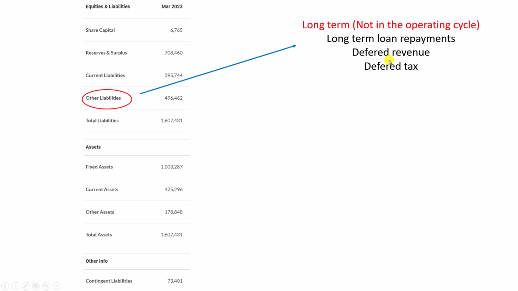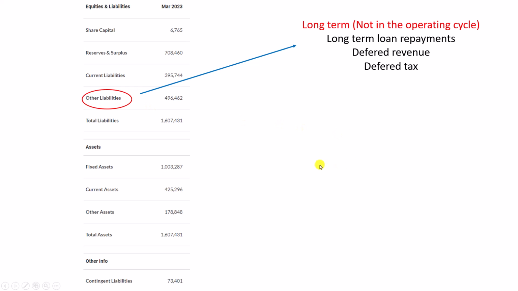Okay, next, deferred tax. Now, this is the amount that the company will need to pay in taxes in the future. Now, this would arise due to temporary differences between accounting and tax rules. Okay, the company has to pay tax, but not in the near future, that's all. So, that would come under long term liability or other liabilities.